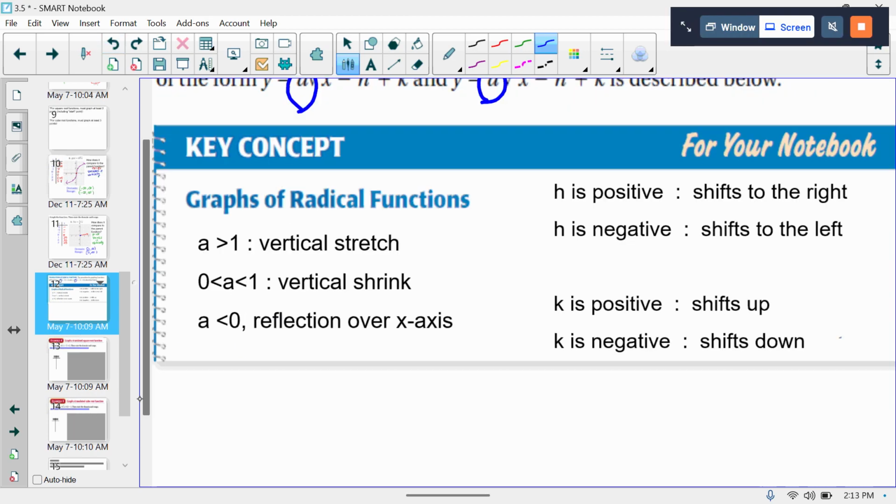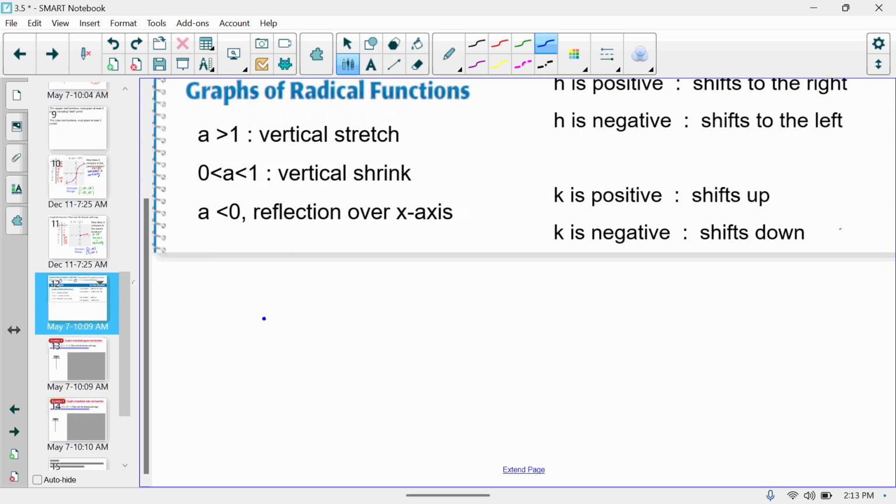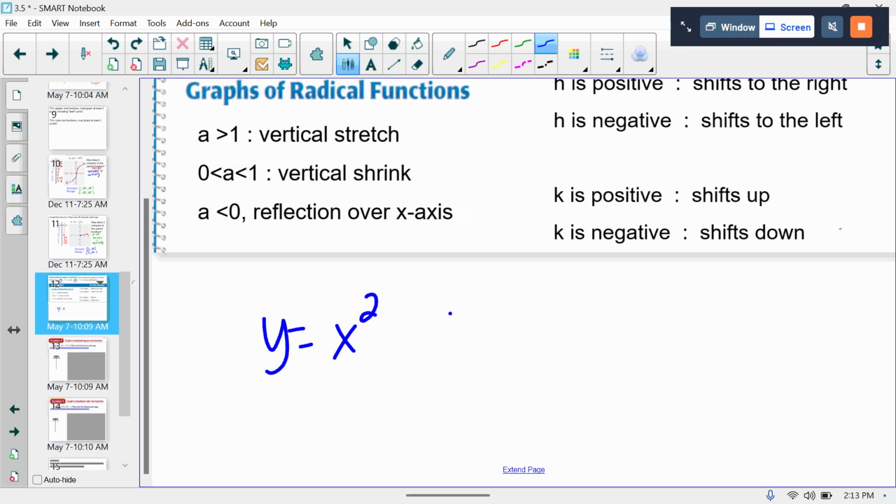We should be familiar with that already back from chapter 1. Do you guys remember when we graphed parabolas and they opened upward if a was positive, but then if it were negative, it flipped it? Remember that?